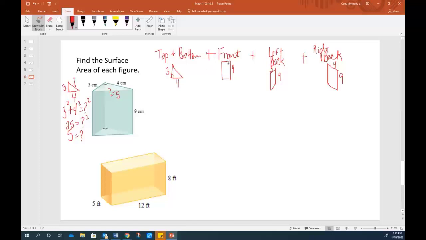Now that I know that's a 5, I'm going to go over here to the front, and I'm going to label the top of that a 5. Okay, so how do you find the area of a triangle? It's 1/2 of its base times its height.